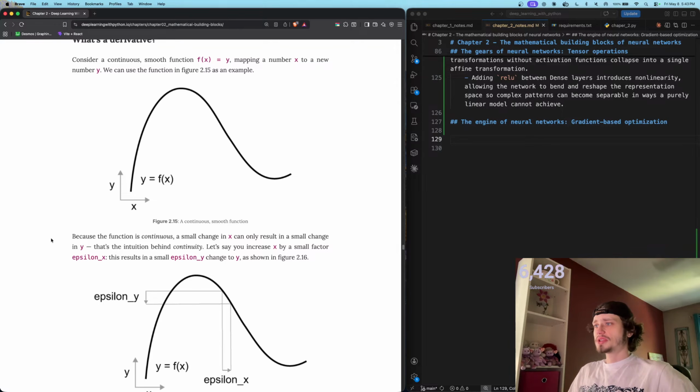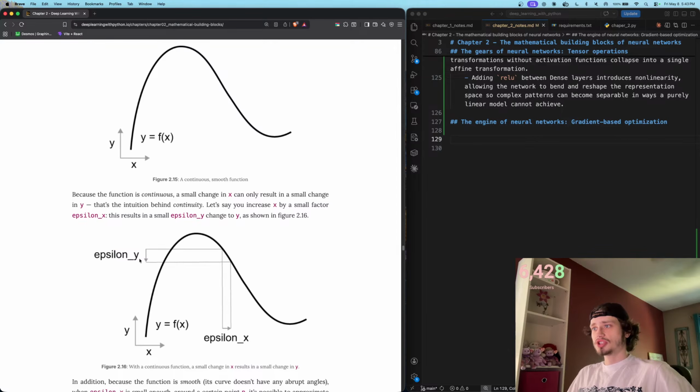Because the function is continuous, a small change in x can only result in a small change in y. That's the intuition behind continuity. Let's say that you increase x by a small factor, epsilon x. This results in a small epsilon y change to y, as shown in figure 2.16. If we slightly change x, we get a slight change to y. So if we move up from our x here to here, our y goes from here to here. We get different y values.